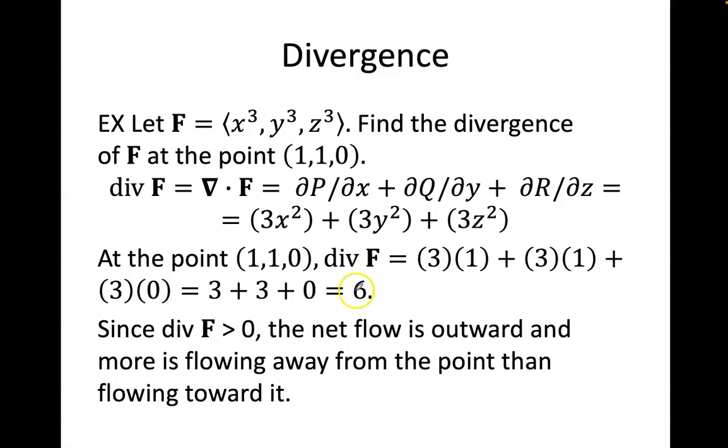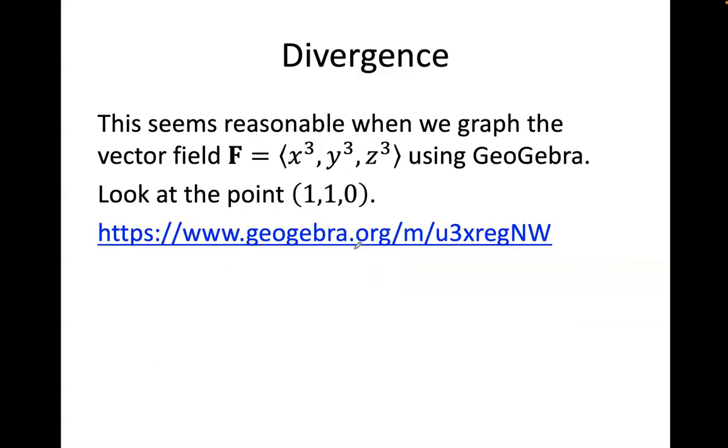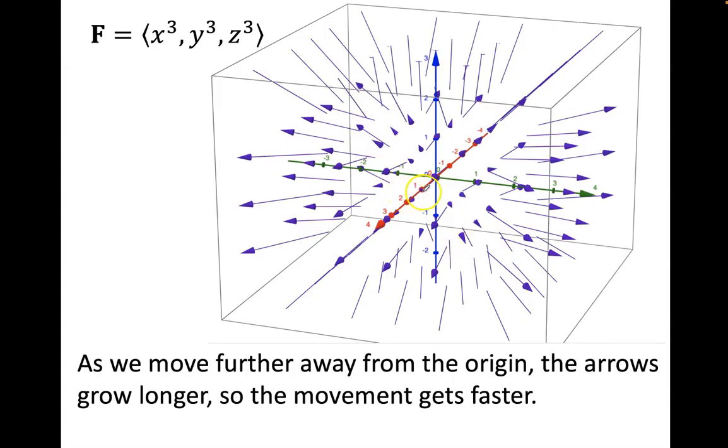Again, in the previous problem, we saw the divergence of F was 6. Since the divergence of F is greater than 0, the net flow is outward, and more is flowing away from the point than flowing toward it. This seems reasonable when we graph the vector field F equals x cubed, y cubed, z cubed using GeoGebra. Look at the point 1, 1, 0. So the point 1, 1, 0 is going to be over here, roughly that point.